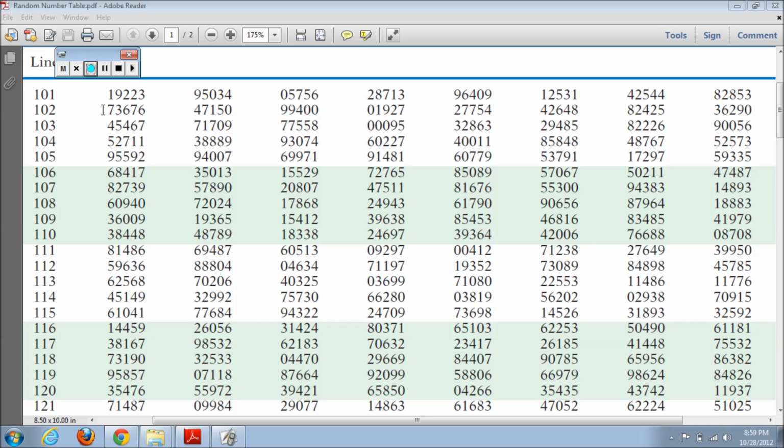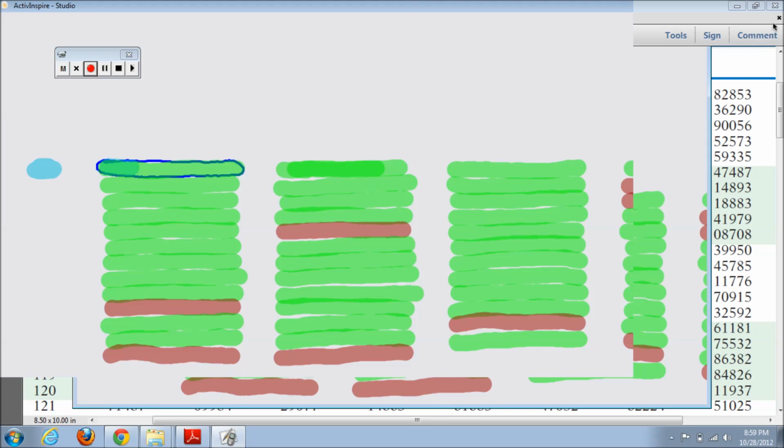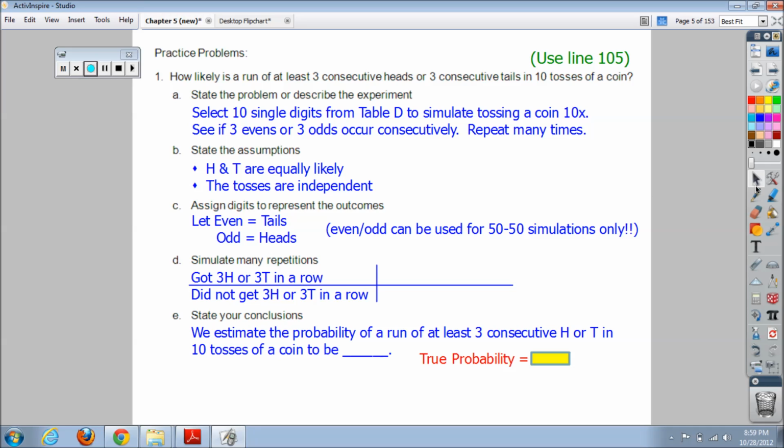Okay, here's what I did. I ended up doing 50 simulations of 10 tosses each. So you can see the ones here that are highlighted in red are the ones where I didn't get at least 3 heads or 3 tails within those 10 tosses. And that happened 1, 2, 3, 4, 5, 6, 7, 8 times out of 50. Which means it happened 42 times out of 50. Jump back over here. So got 3 heads or 3 tails in a row: 42 out of 50. Did not: 8 out of 50.